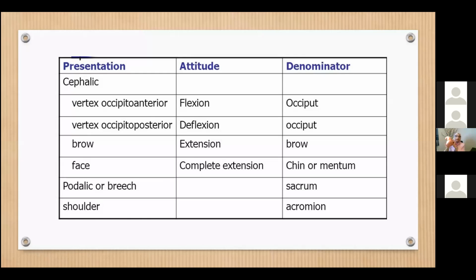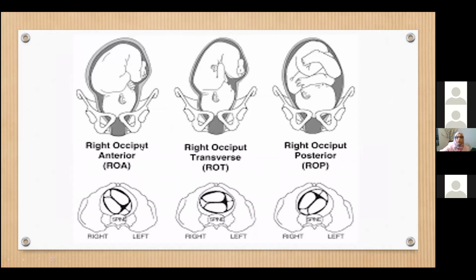Okay. So with the head presenting, we will talk about the occiput. With the breech presenting, we will talk about which way the sacrum is. And if the face is trying to come out of the pelvic outlet, we will talk about the chin, which is called the mentum, as the denominator. Okay, so here we go.